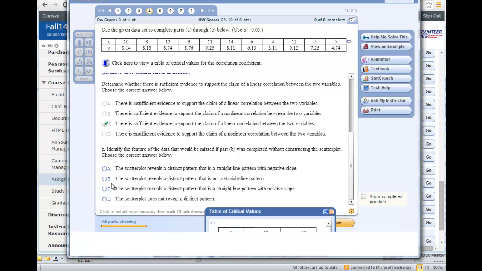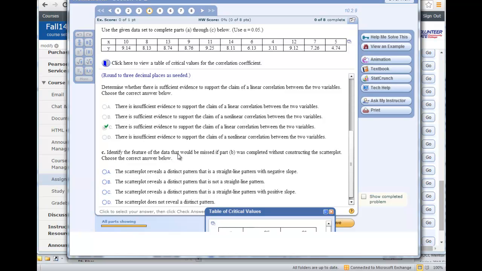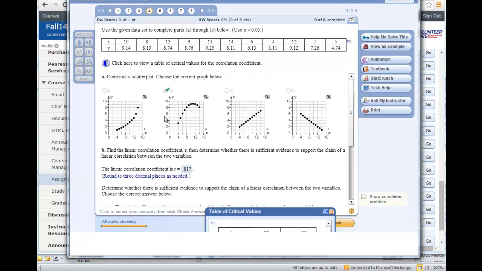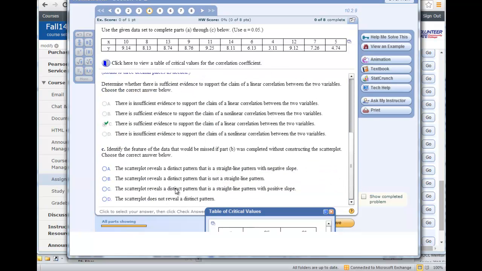Well, when we think about what our graph looked like, we chose this graph here, and although the correlation coefficient said, yes, we have a significant linear relationship, we could draw a line through there, but we would also note here that this does show a pattern that isn't necessarily linear. So we would choose B.